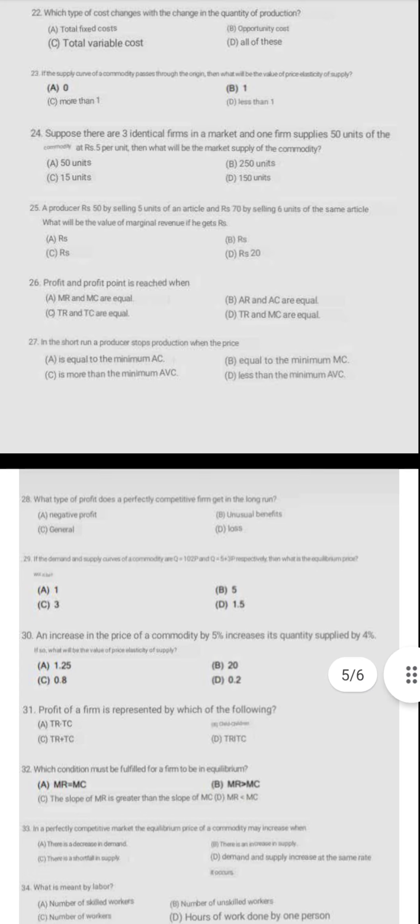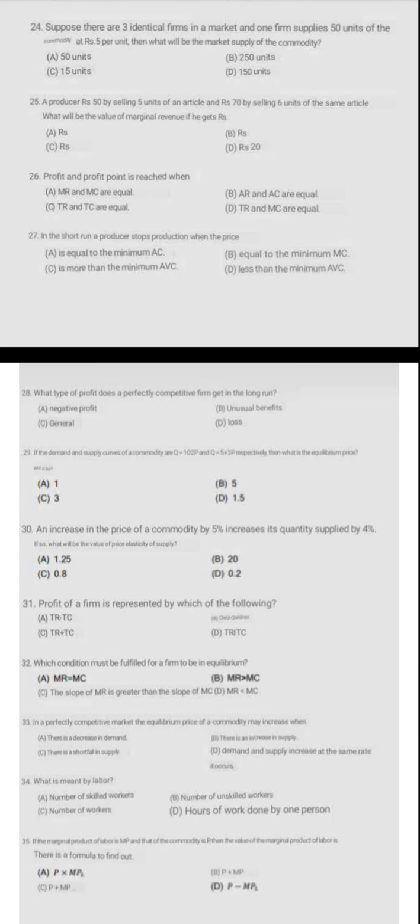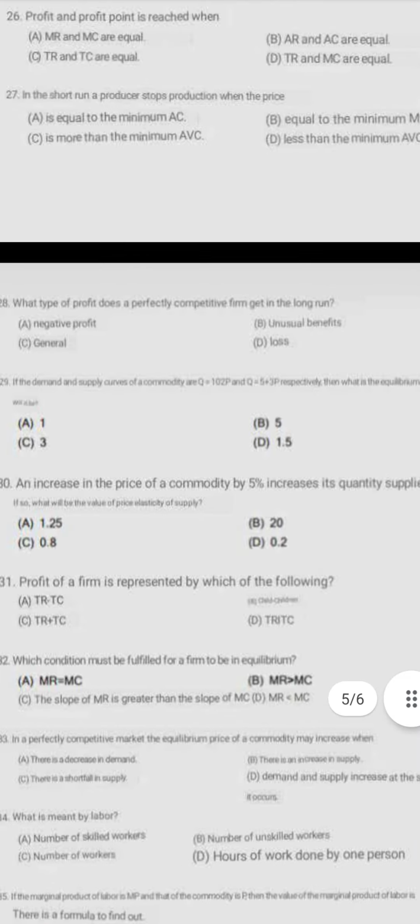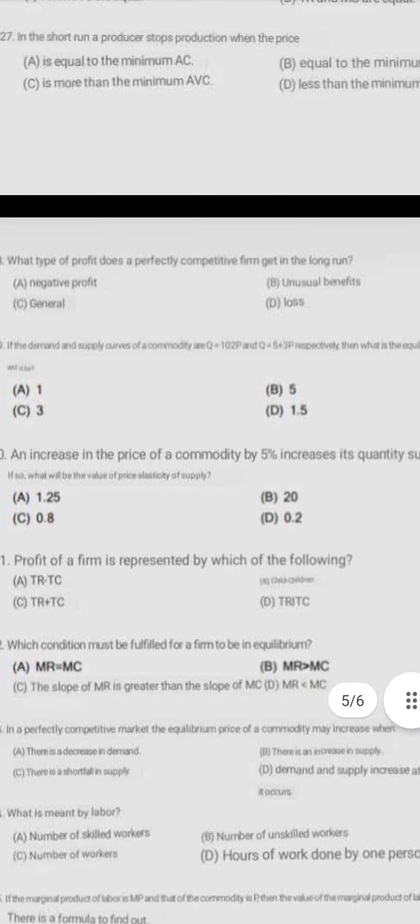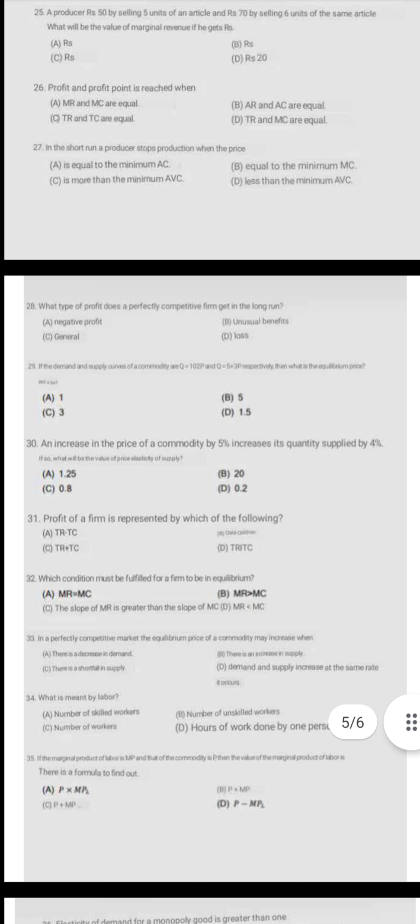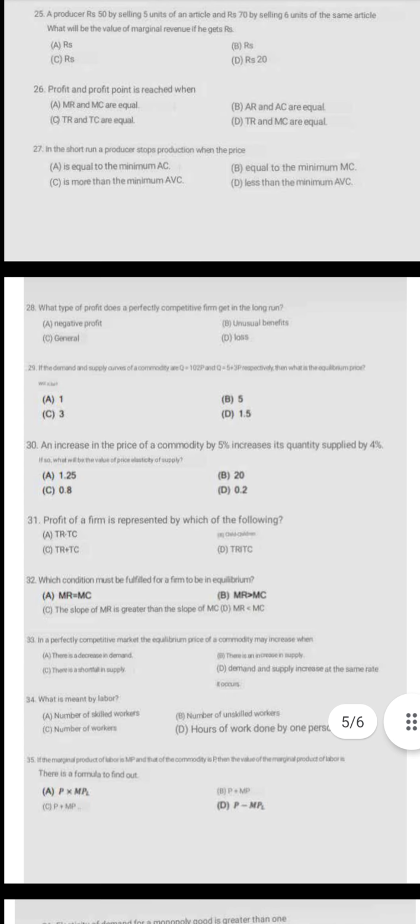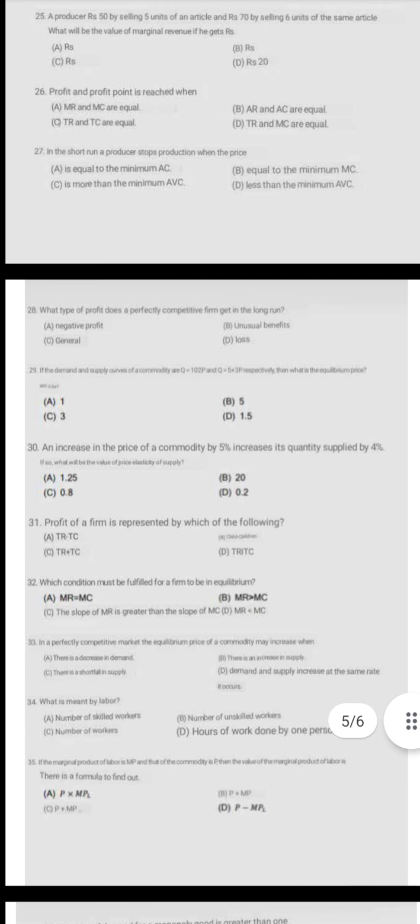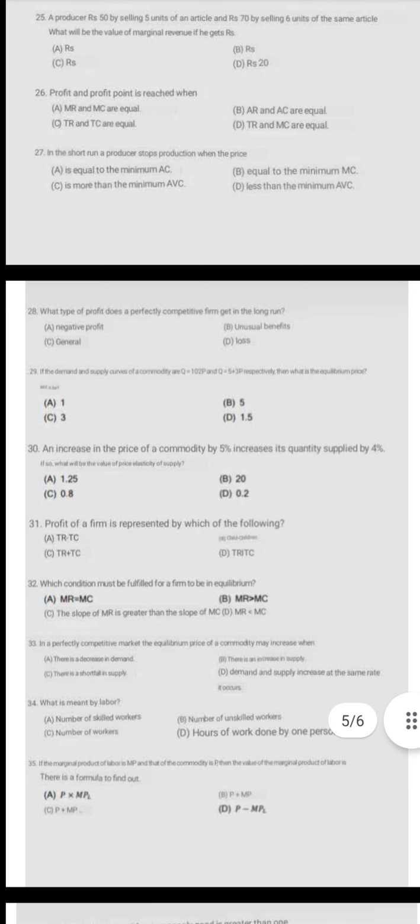30. An increase in the price of a commodity by 5% increases its quantity supplied by 4%. If so, what will be the value of price elasticity of supply? The formula is percentage change in quantity supplied divided by percentage change in price. Then 4% by 5%, when we solve it, we get 0.8. Option number C is correct.